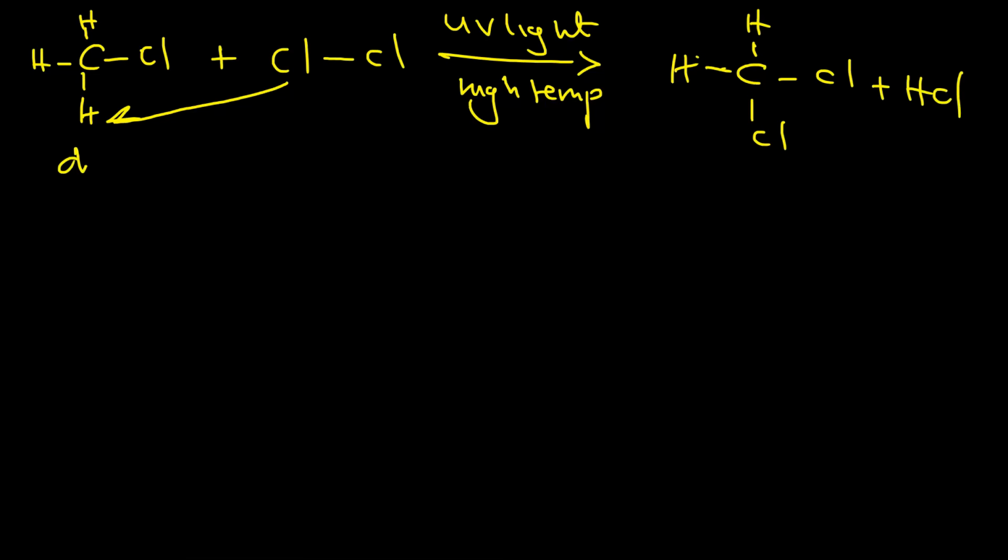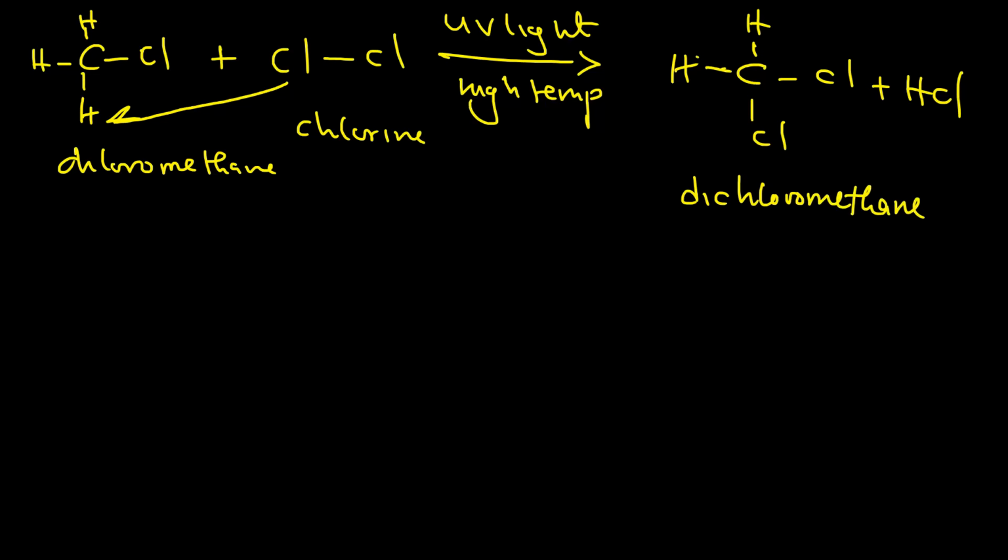So this one is the chloromethane. Of course, this is chlorine. Then this one is going to be dichloromethane because you have two chlorines now. Then this is hydrogen chloride anyway. So di comes from 2, in other words, 2 chlorines.